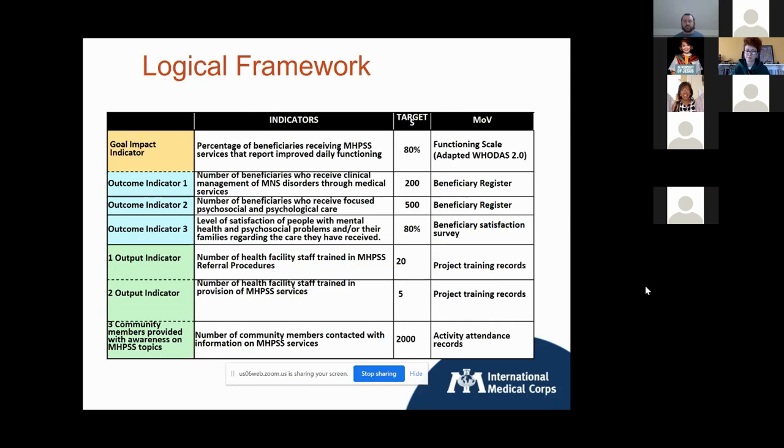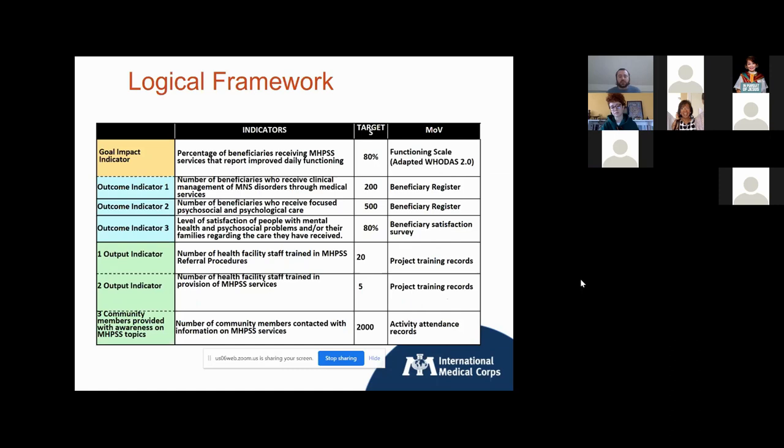The means of verification here is a beneficiary register, which is extremely important to have in any MHPSS program, where we can log details of beneficiaries. This can be adapted in many ways, depending on the needs of the individual MHPSS program and the services that you are providing. Outcome indicator two: number of beneficiaries who receive focused psychosocial and psychological care.